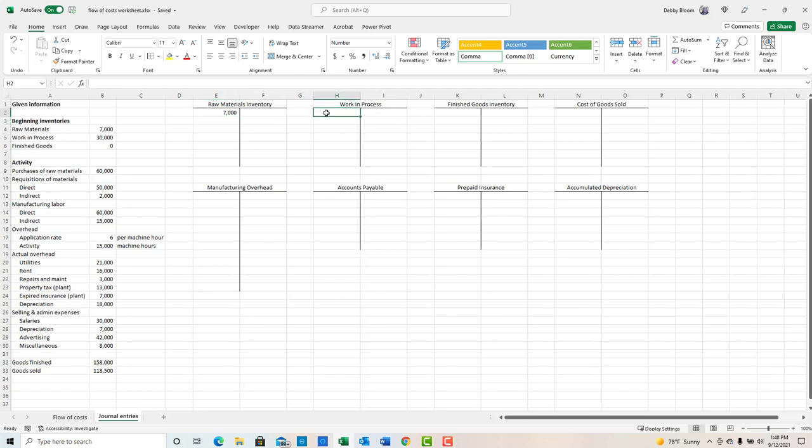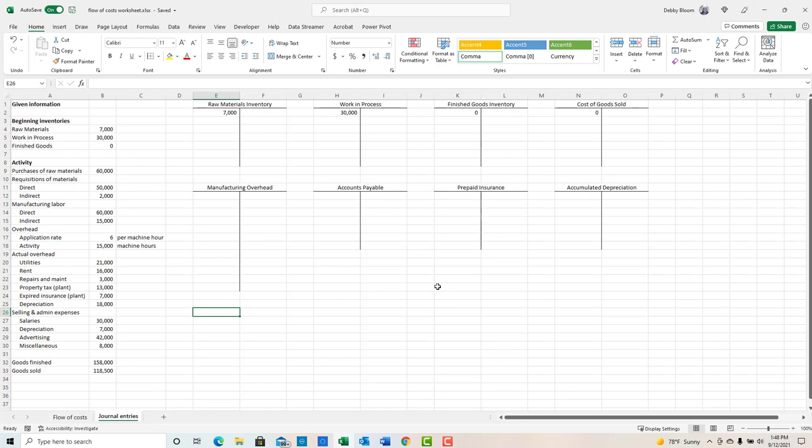Our beginning work in process inventory is 30,000. Our beginning finished goods inventory is 0. And cost of goods sold, being an expense, has a beginning balance of 0. So let's go through the journal entries that we have to do for the activity. We don't have to journalize all of our beginning inventories or beginning balances because they're just in the T accounts when we get started.